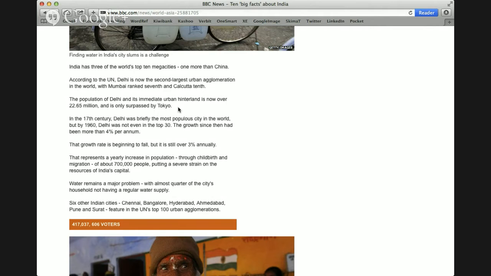6 other Indian cities, Chennai, Bangalore, Hyderabad, Ahmedabad, Pune and Surat, feature in the UN's top 100 urban agglomerations.